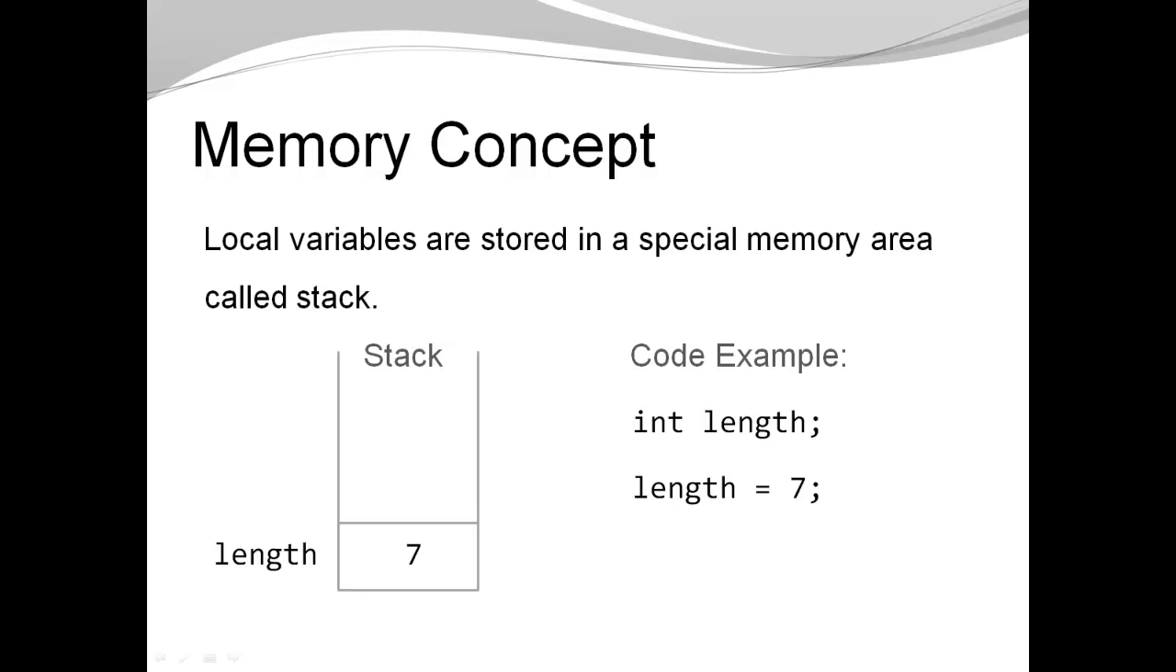Now when I write length gets assigned 7 in my code example, the memory location in my stack is no longer undefined. Now it has a value. The value is 7. When I declare yet another variable called width and I assign the value 3, you can see the corresponding memory location on the stack called width with the value 3.